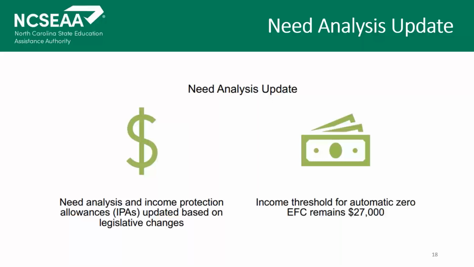Also on the application, there is what we call a need analysis update. This is basically the Department of Education's method of determining students' eligibility for federal student aid. There is what we call the need analysis and also the income protection allowances. Those have been updated for this year, 22-23, based on legislative changes. The income protection allowance, or IPA as we call it, protects a family's income associated with basic living expenses and is determined based on a student's household size and the number of people that are in college.